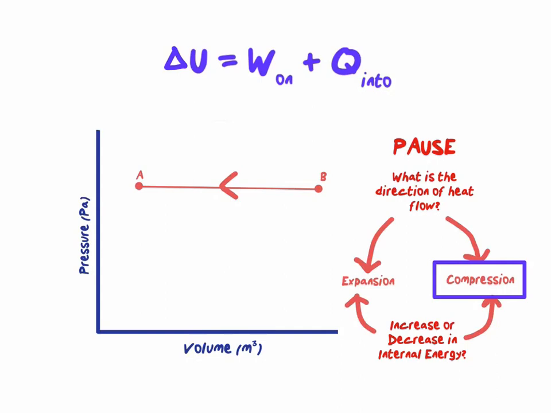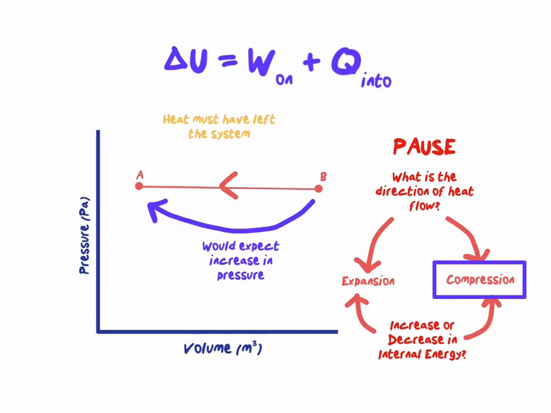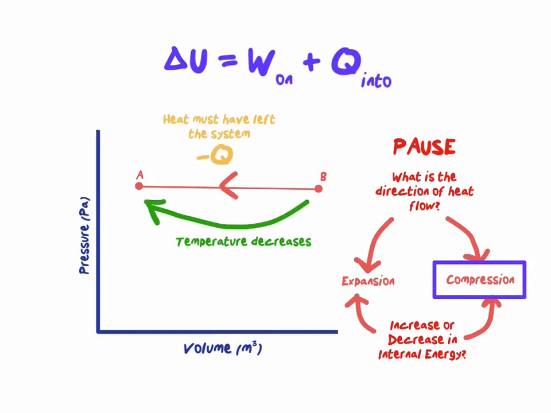So if I isobarically compress this gas, what I would expect to happen on first analysis is that as the volume decreases, I would expect the pressure to increase. But if the pressure remains the same, that means that there is heat leaving the system. So heat leaving the system would mean that Q is negative. Now, thinking about the relationship that I just described between volume and temperature, as the volume decreases and the pressure stays the same, I would expect temperature to decrease, meaning delta U is also negative.